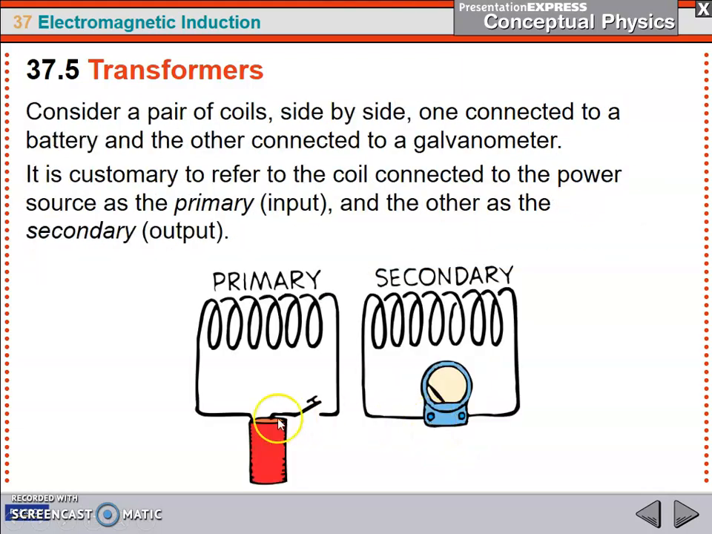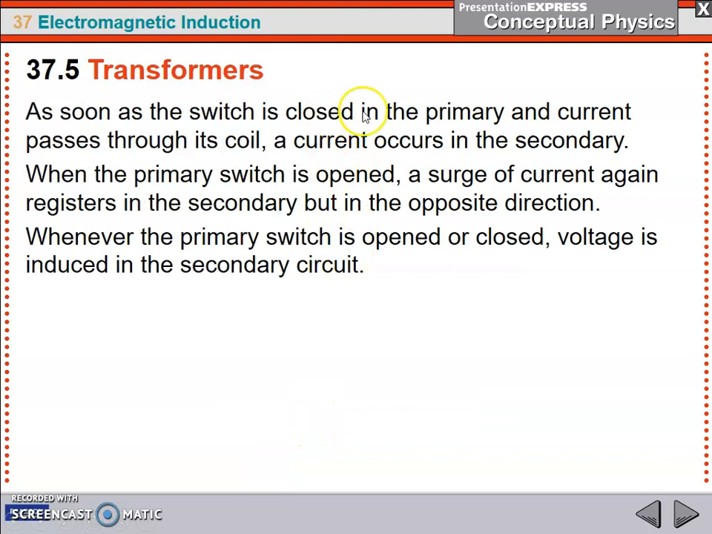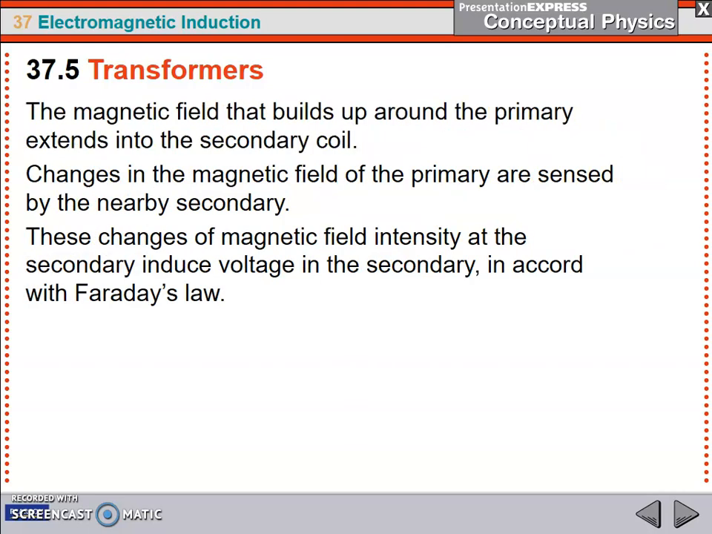As soon as the switch closes in the primary and current passes through its coil, a current occurs in the secondary. When the primary switch is opened, a surge of current again registers in the secondary, but in the opposite direction. Whenever the primary switch is opened or closed, voltage is induced in the secondary circuit.